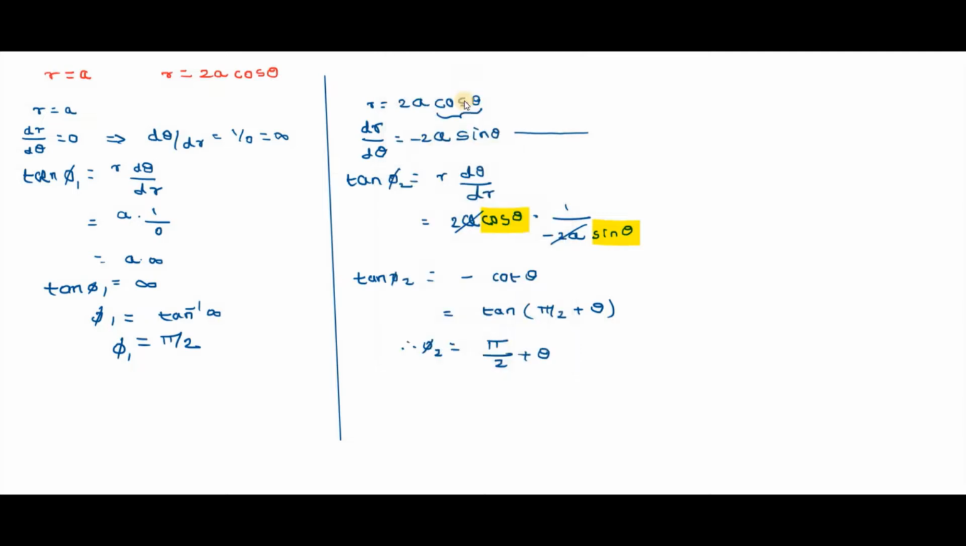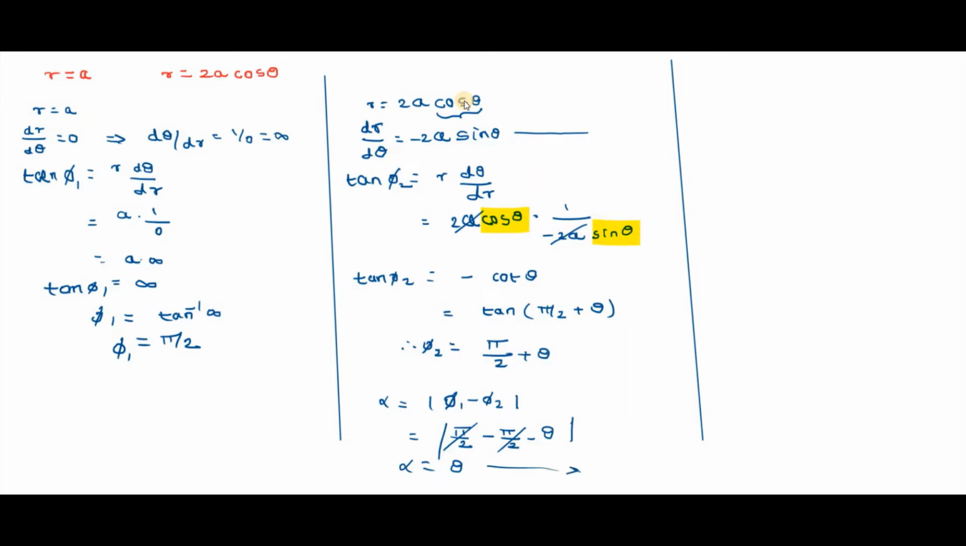Now we have to find the angle of intersection of the two curves. That is, alpha is equal to mod phi 1 minus phi 2, or mod phi 2 minus phi 1 also. So phi 1 is equal to pi by 2, and minus phi 2 means minus pi by 2 and minus theta, because you have to multiply the theta with the minus sign. Here we have plus pi by 2 and here we have minus pi by 2, so these two terms get cancelled. So you will get minus theta, and modulus of minus theta is equal to theta. Say this is equation number 1.